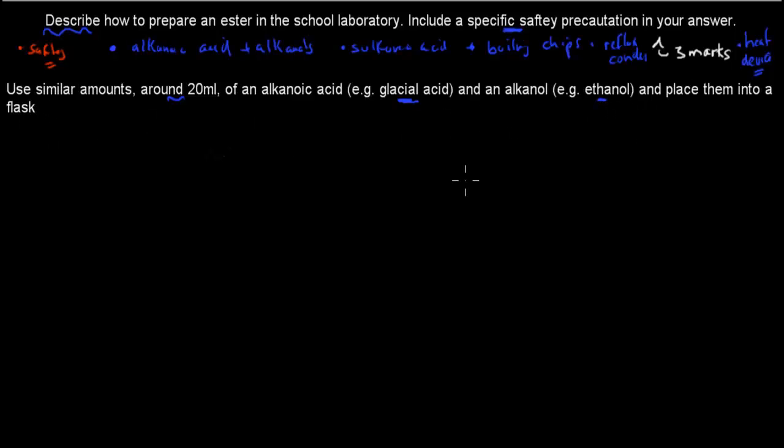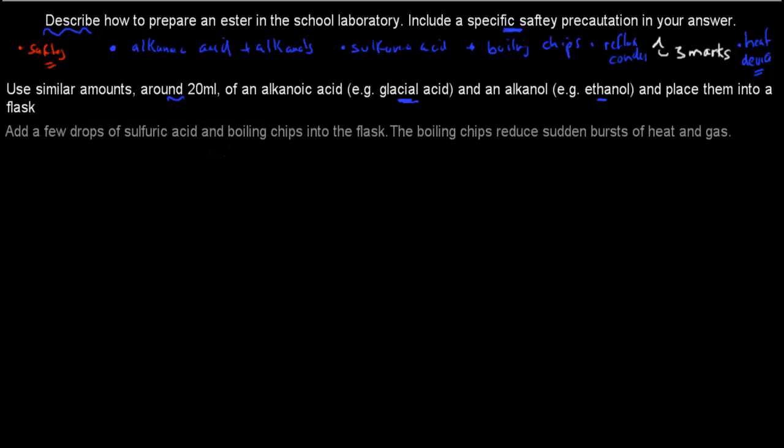So that's the first step. We have our alkanoic acid and alkanol, place them into a flask. Then we add a few drops of sulfuric acid and boiling chips into our flask as well, on top of what we have beforehand. And then I gave a reason why we use boiling chips. So boiling chips reduces sudden bursts of heat and gas, and that was a safety precaution.